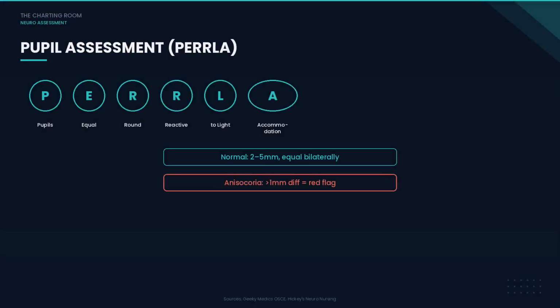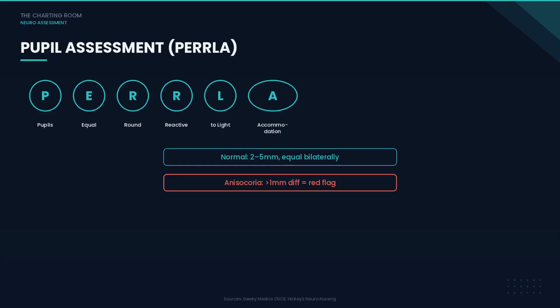After LOC, assess pupils. You're checking size, shape, equality, and reactivity to light, often remembered as PERRLA. Pupils equal, round, reactive to light and accommodation. Normal pupil size is roughly 2 to 5 millimeters, and both sides should be equal. A difference of more than 1 millimeter between pupils is called anisocoria, and in a patient with a new neuro injury, that's not a normal variant, it's a red flag.